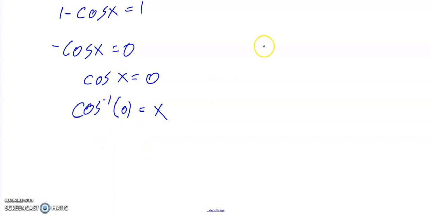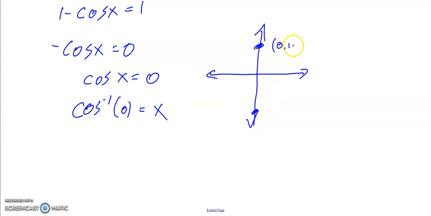So what this is asking is, what angle in radians produces a cosine value of 0? Well, that happens here and here. It happens at (0, 1), and it happens at (0, -1). And this is 90 degrees, and this is 270 degrees.